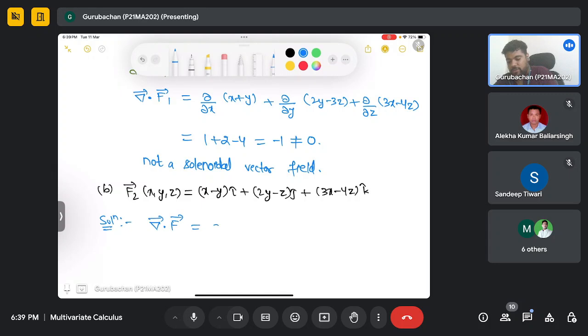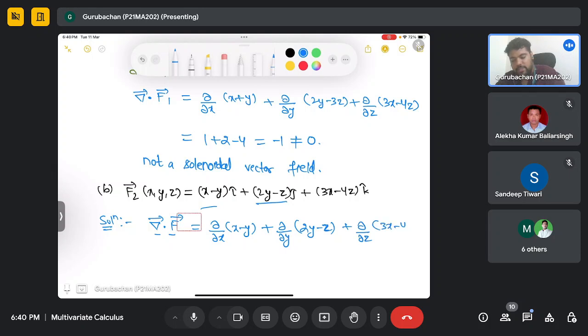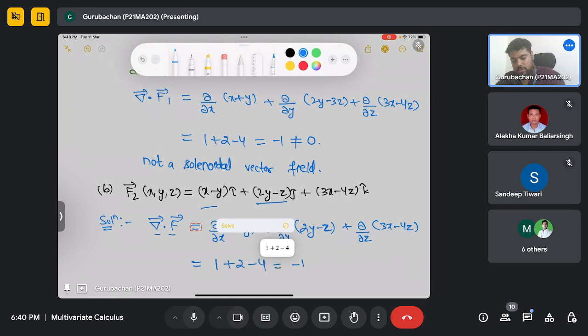So del dot F will be del by del x of x minus y, del by del y. I hope you will understand, I have skipped one step, the del operator dot product with this F. So I'm just applying del by del x over the first component, del by del y with the second component, and del by del z with the third component, that is 3x minus 4z. So this will give us 1 plus 2 minus 4, which is again minus 1.